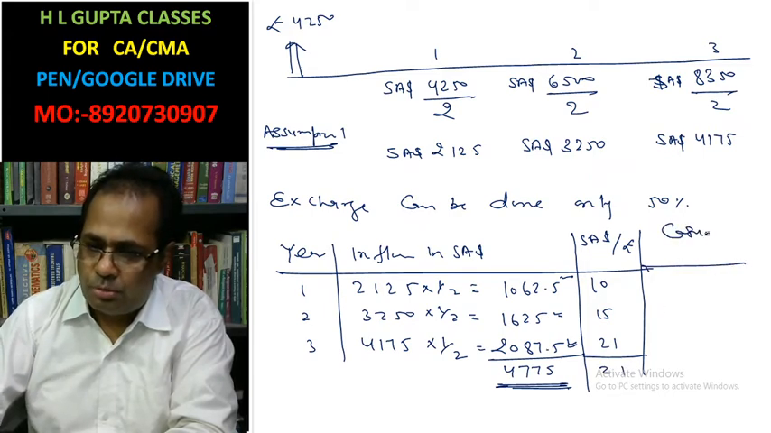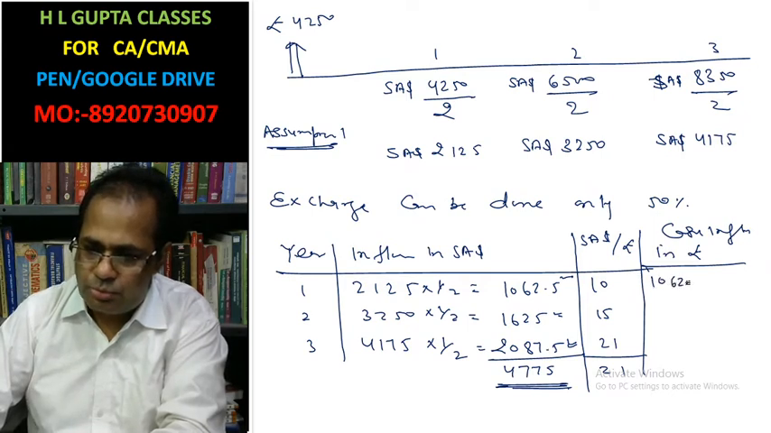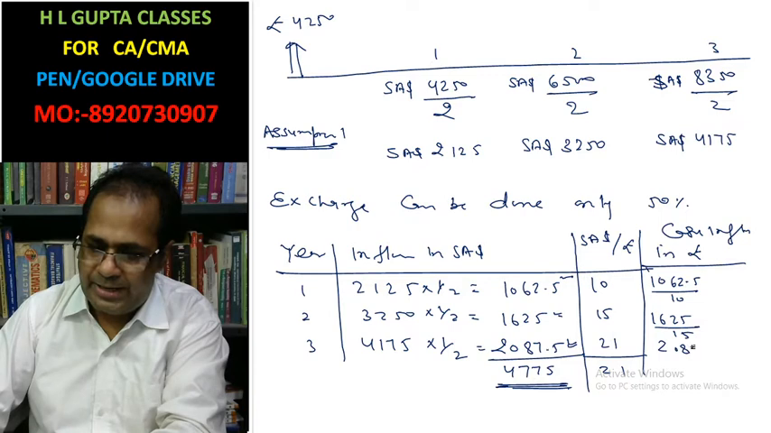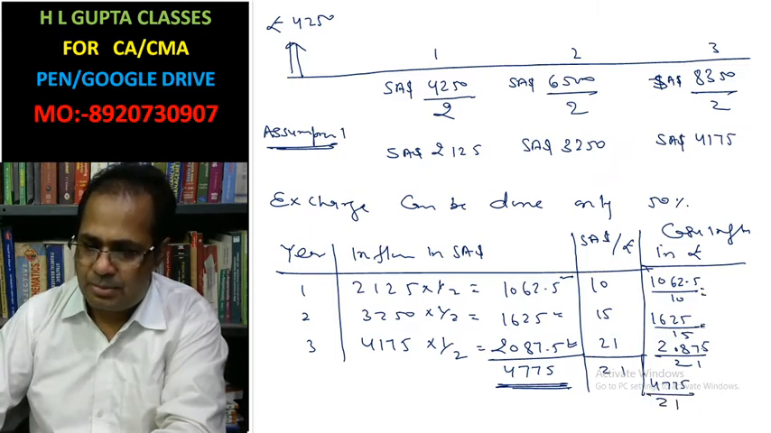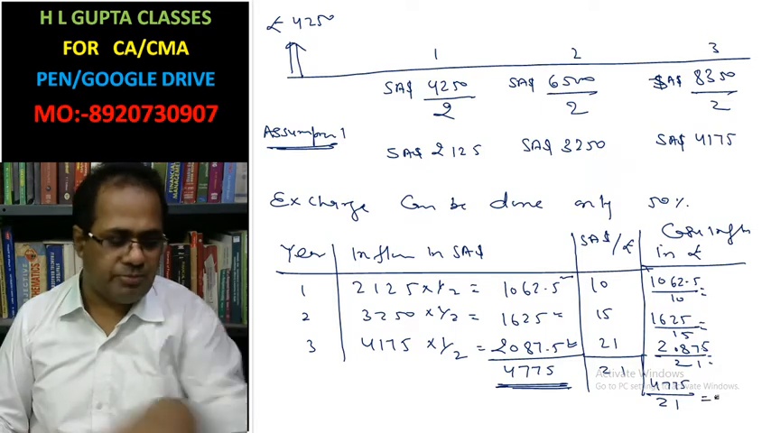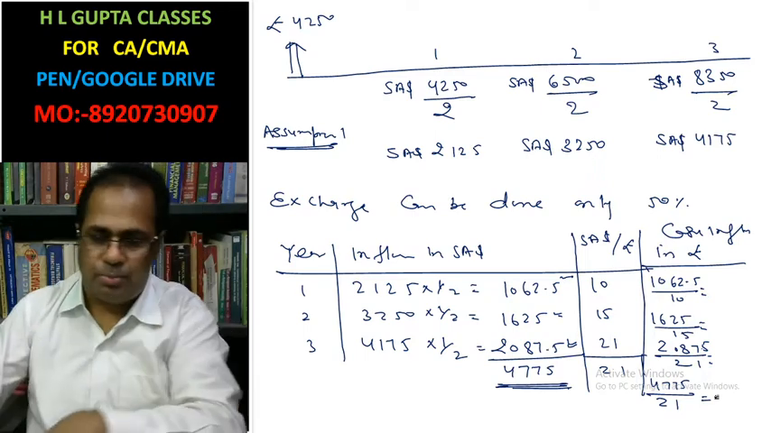Cash inflow in pound. What will be the cash inflow in pound? 1062.5 divided by 10, 1625 divided by 15, 2087.5 divided by 21. In the end, all the 4775 divided by 21. Then in this case the pound cash inflow, this divided by 21, is 227.38.